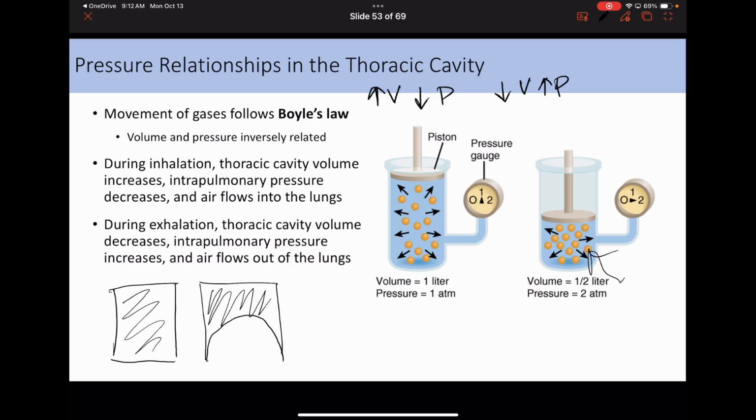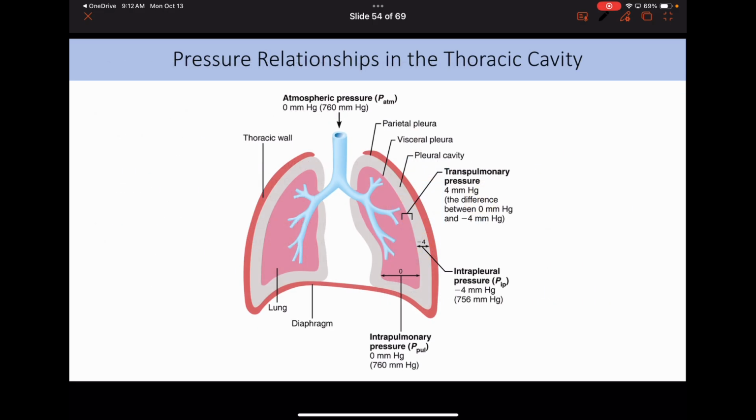Okay, any questions on that? Everyone good? So whenever you exhale, there's less room. When you exhale, you're making your chest smaller, which builds up the pressure so that the air can escape, because it is only going to move in response to changes in pressure. So when the chest pressure is greater than the pressure outside, then the air can follow the lower pressure.